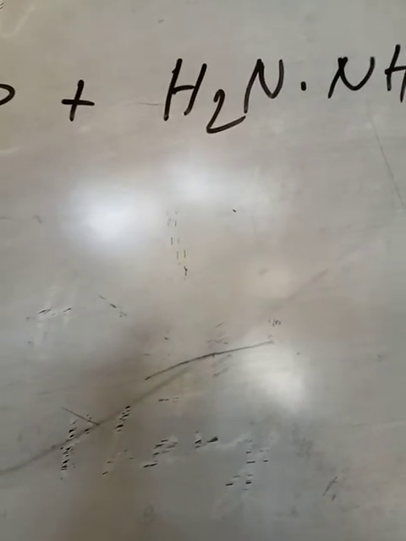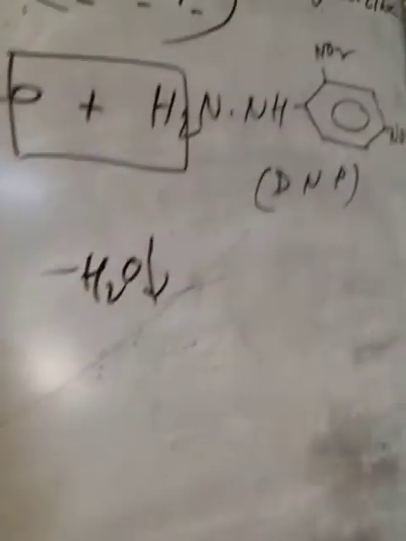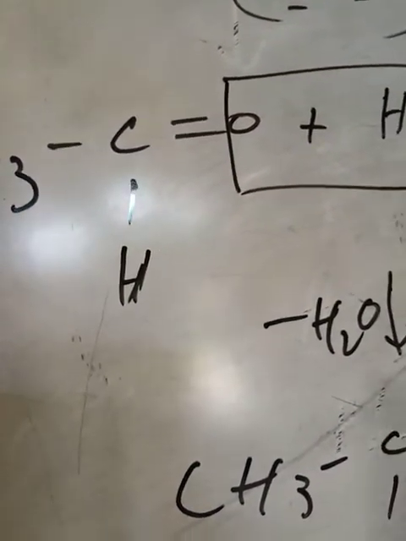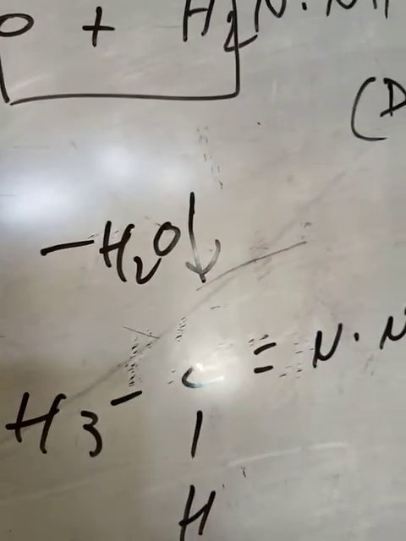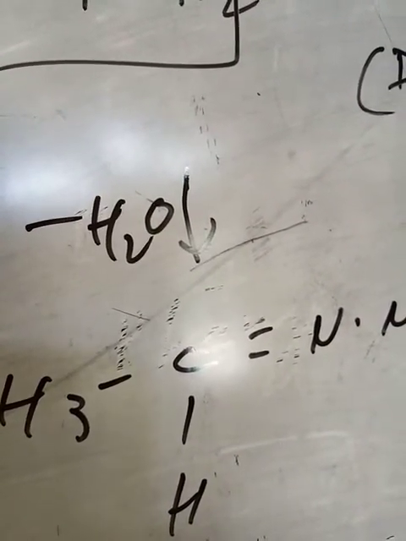This is the phenyl group. Now 2,4. This is the 2 position, NO2, and this is the 4 position. 1, 2, 3, 4. This is called DNP or Brady's reagent. That means 2,4-dinitrophenylhydrazine. Then 1 molecule of water will be eliminated, and the product will be CH3CH double bond N NH, then this group, NO2 and here NO2.